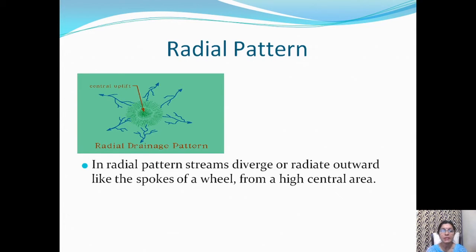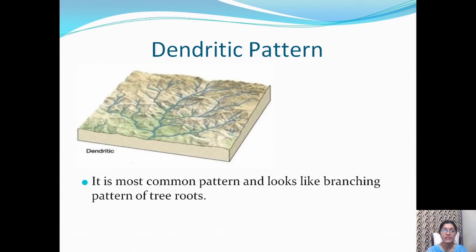In radial pattern, streams diverge or radiate outward like the spokes of a wheel from a high central area. Look at the diagram. In the center, there is a hill and rivers divert in all directions. Dendritic pattern. It is the most common pattern and looks like the branching pattern of tree roots.